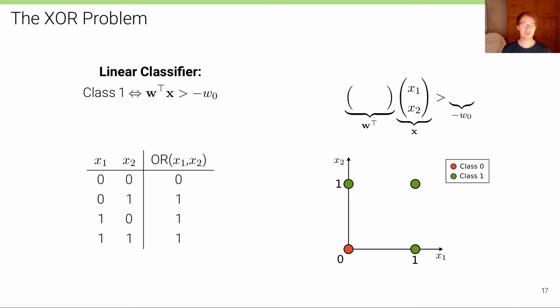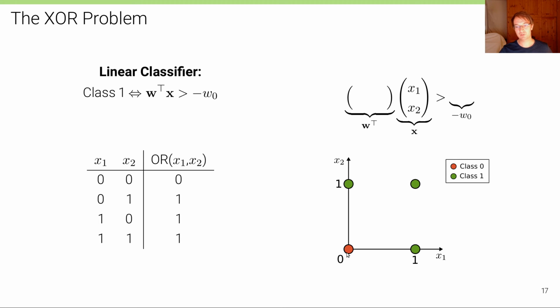And from this visualization, it's very intuitive. Obviously, I can do that, right? I can find a line that separates the red point from the green points. Now the question is, how do I need to choose W and W0? Well, we can set W and W0 by thinking about them for a moment.